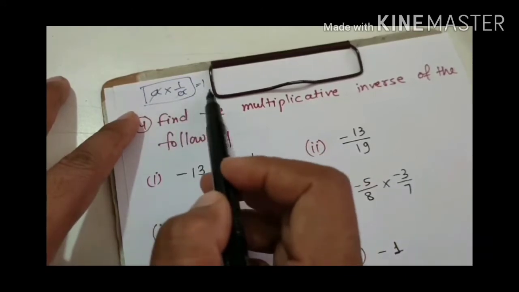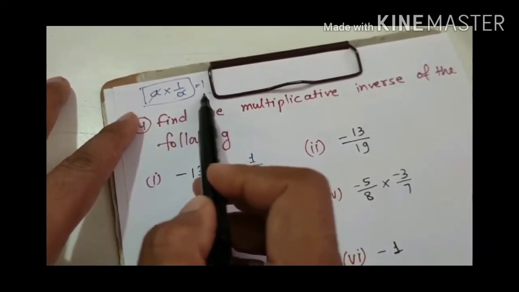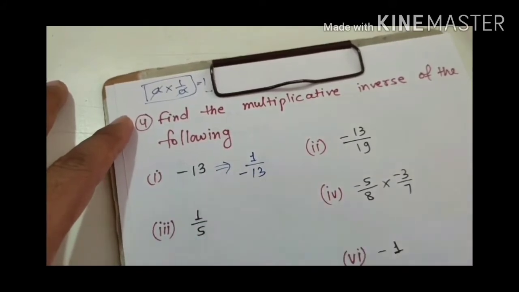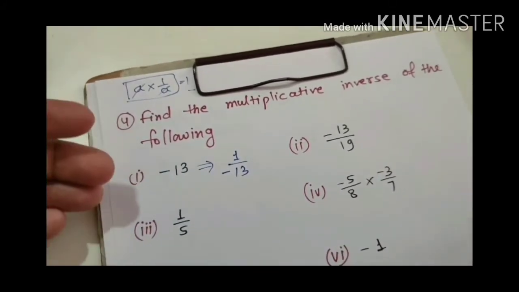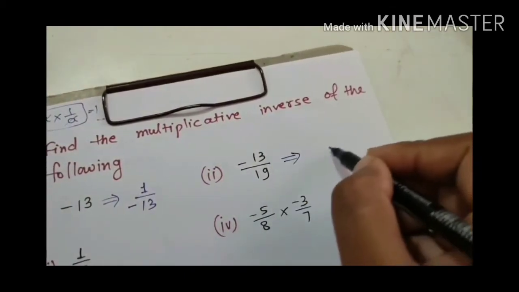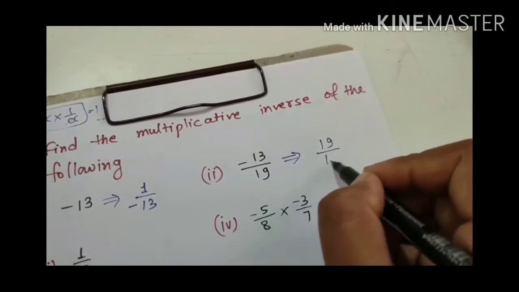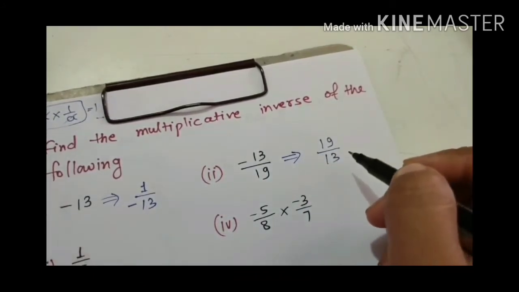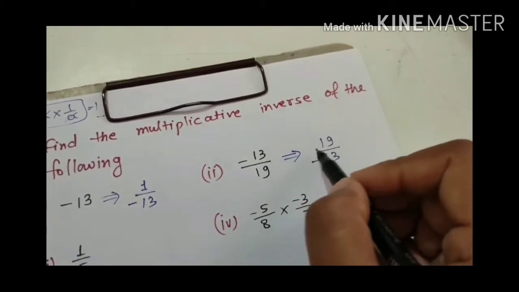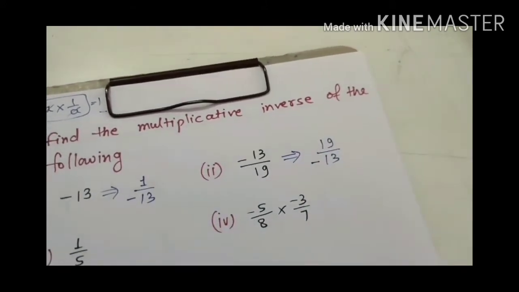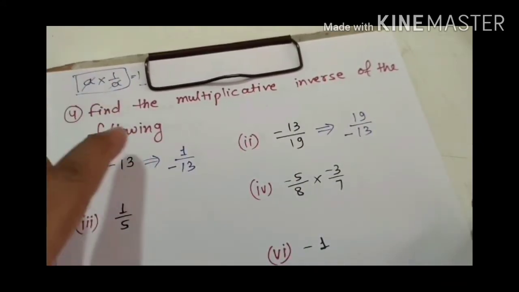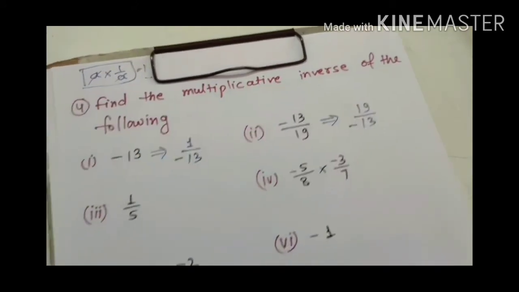See, in that question it is given minus 13, so we have to write minus, because multiplicative inverse means when you multiply, you will get only plus 1. Now here see, just 1 by reciprocal, then it will be reversed, 19 by 13. So minus is there, you have to put the minus. If there is no minus, there will be no minus.